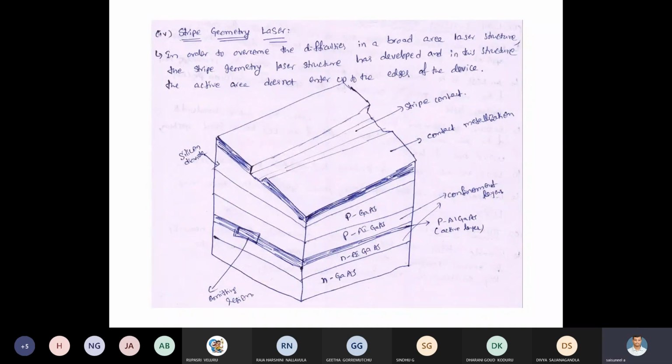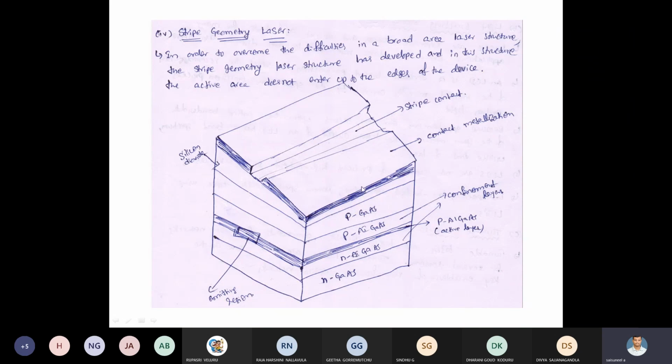Next one is the strip type geometry laser. What is the use of the strip type? The strip is used for contacting. Suppose we take a PN junction diode. How many leads does a PN junction have? Two leads, one positive and another negative. Similarly, we have to connect and give power to this laser diode.